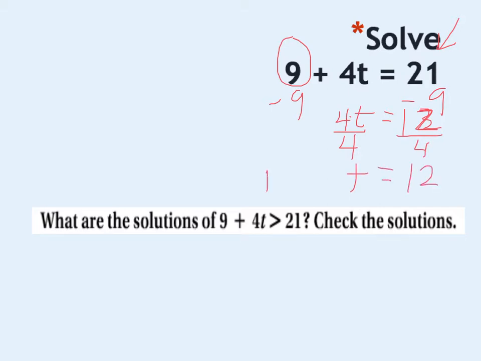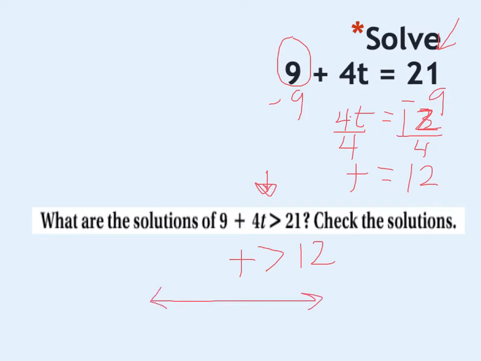So it's the same concept when I'm dealing with inequalities, except once I get finished with the problem, I would have t is greater than 12. Since I did not multiply by a negative, the sign stays. And then I would just have to graph this inequality.